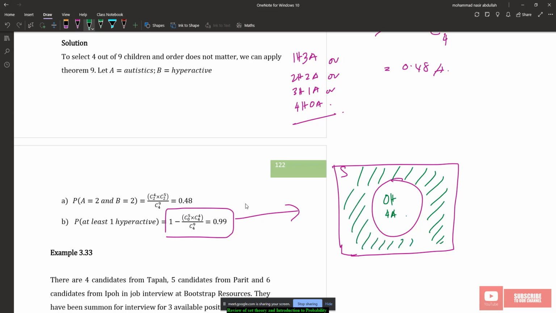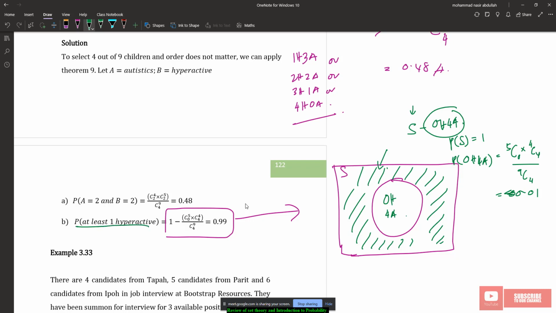So to get this value, what you need to do is the sample space minus the 0H4A. The probability of the sample space is equal to 1. The probability of 0 hyperactive and 4 autistic should be equal to 5 choose 0 multiplied by 4 choose 4, divided by 9 choose 4. So this one should be how much? 0.01, I think. So to find the probability of at least 1, it means S minus this one. So 1 minus 0.01, it should be 0.99. Okay.